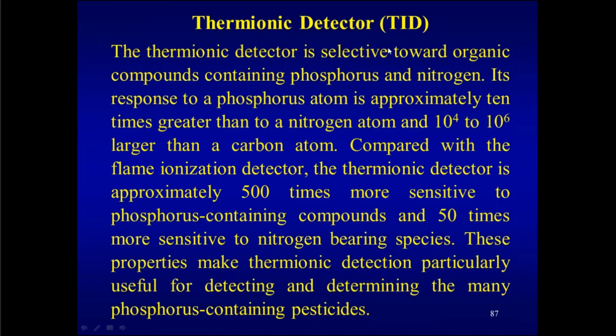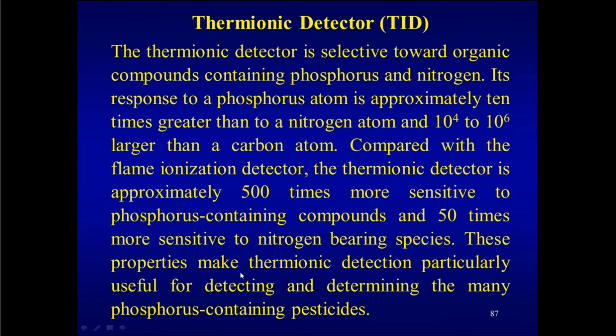So the thermionic detector also responds to carbon atoms, that means carbon containing compounds, but the sensitivity is very low compared to its sensitivity towards nitrogen or phosphorus. For phosphorus, it's very sensitive, 10 times less to nitrogen and much lesser by this magnitude to carbon atoms. Compared with the flame ionization detector, the thermionic detector is approximately 500 times more sensitive to phosphorus containing compounds and 50 times more sensitive to nitrogen bearing species.